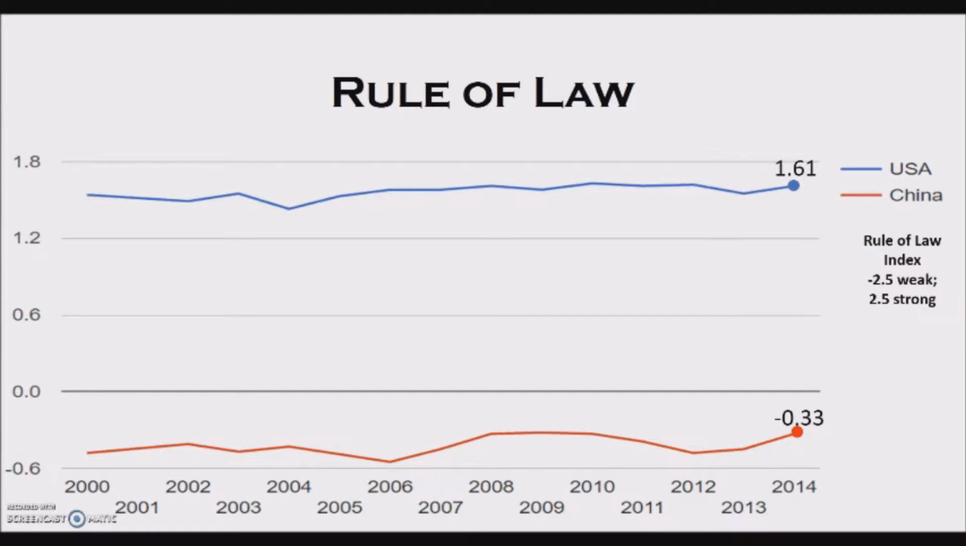The World Bank measures China's worldwide governance indicator rule of law as a negative 0.33, which means China also has a weak rule of law. Foreign companies continue to find themselves at a disadvantage in legal disputes, in dealing with regulators, as well as demands for bribes and other inducements. These and other political risks may derail economic reform in China.